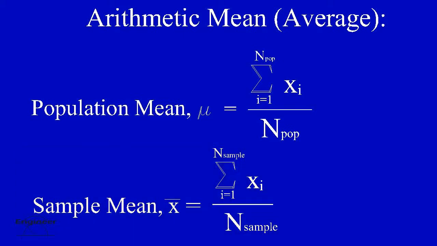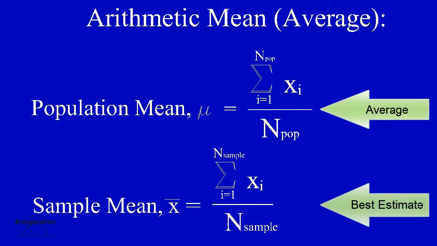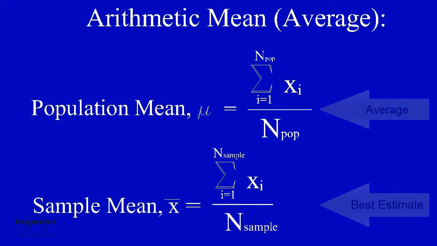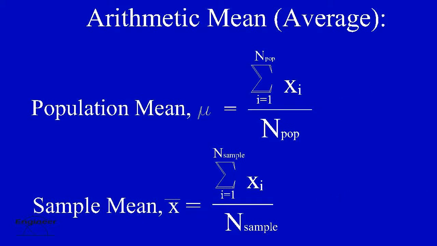You can see that both these equations add up all the values in their dataset and divide by the number of values in their dataset. However, an important distinction needs to be made. The population mean is the average for the dataset, while the sample mean can be thought of as the best estimate of the population mean. Excel already has an average function built in that is very user-friendly. Let's see how it works.